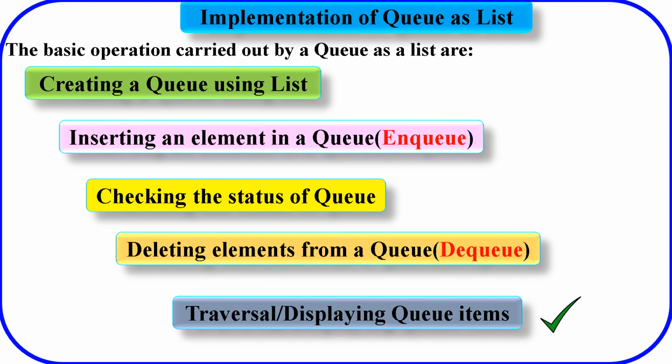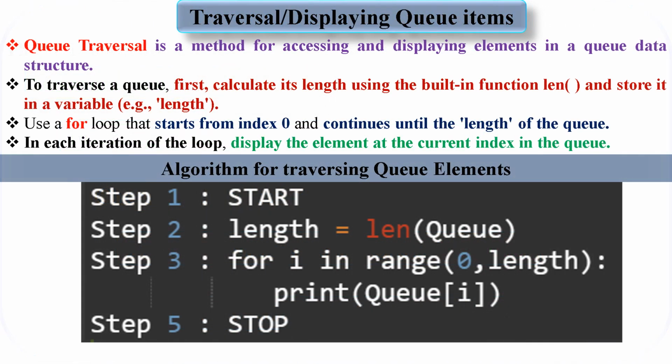Now, we're going to discuss traversal or displaying queue items. Let's learn about the traversal or displaying queue items. Queue traversal is a method for accessing and displaying elements in a queue data structure. To traverse a queue, first, calculate its length using the built-in function len, and store it in a variable, for example, length. Use a for loop that starts from index 0 and continues until the length of the queue. In each iteration of the loop, display the element at the current index in the queue.